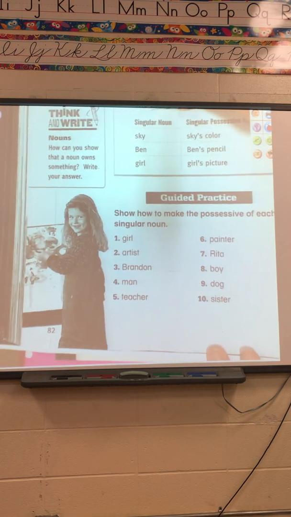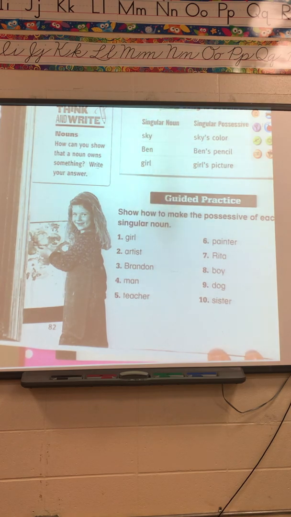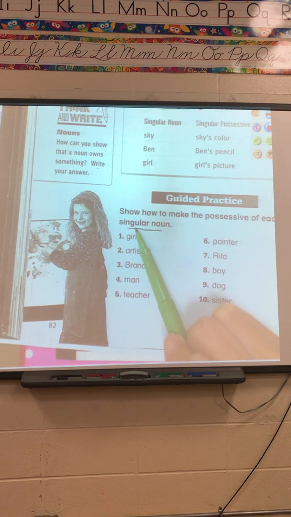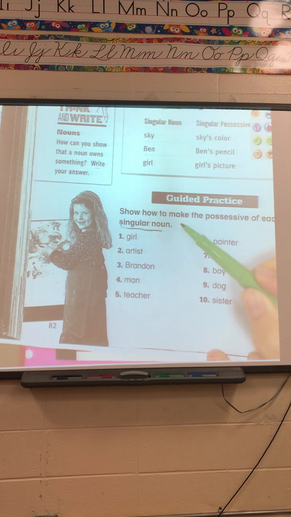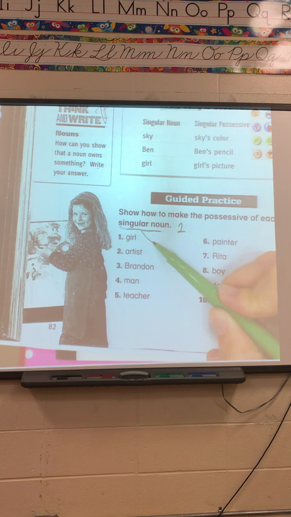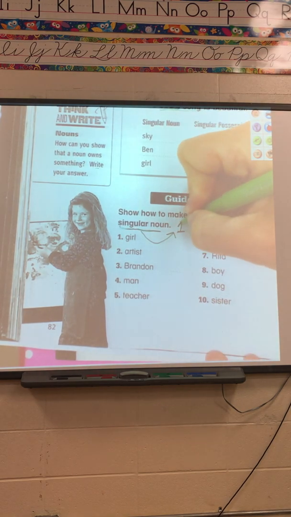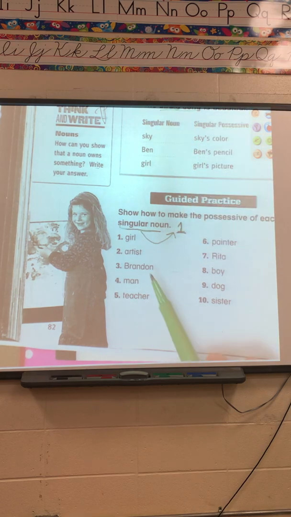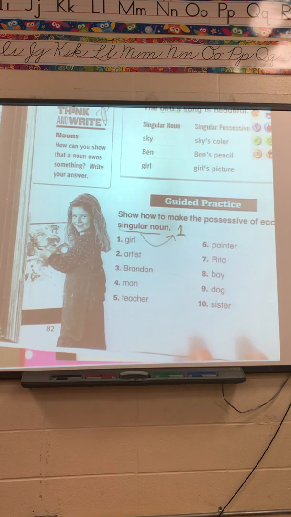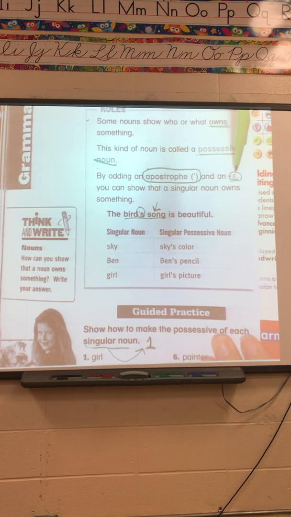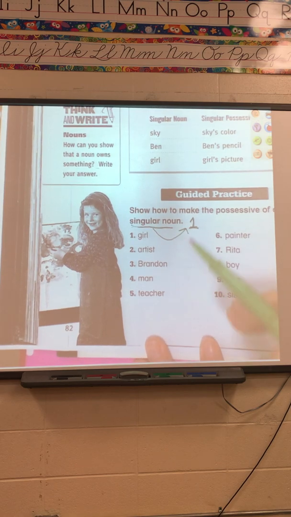So boys and girls, in this part right here, show how to make the possessive of each singular noun. Now remember, what does singular mean? Singular means one, okay? One. So if you're going to show the possessive of each singular noun, what do you need? Apostrophe S.